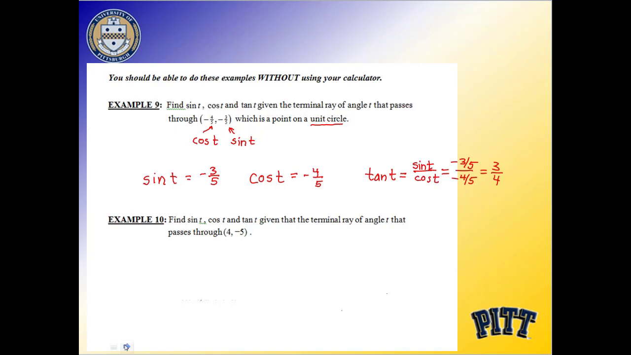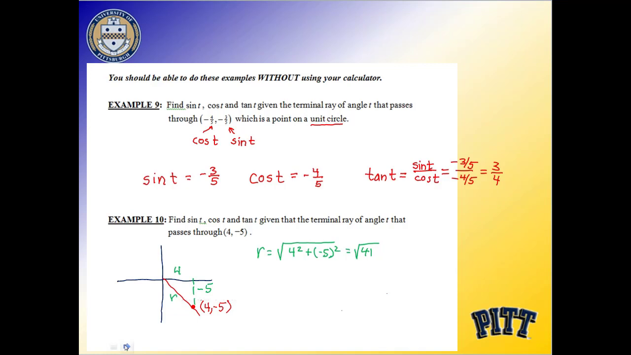I could also have handled example 9 as I'm going to be handling example 10 here. So what we have here is a terminal ray passing through 4, negative 5. So I know my x coordinate is 4, I know my y coordinate is negative 5, and I had to calculate what my radius of rotation r is. That's the square root of 41. I'm going to leave it like that.